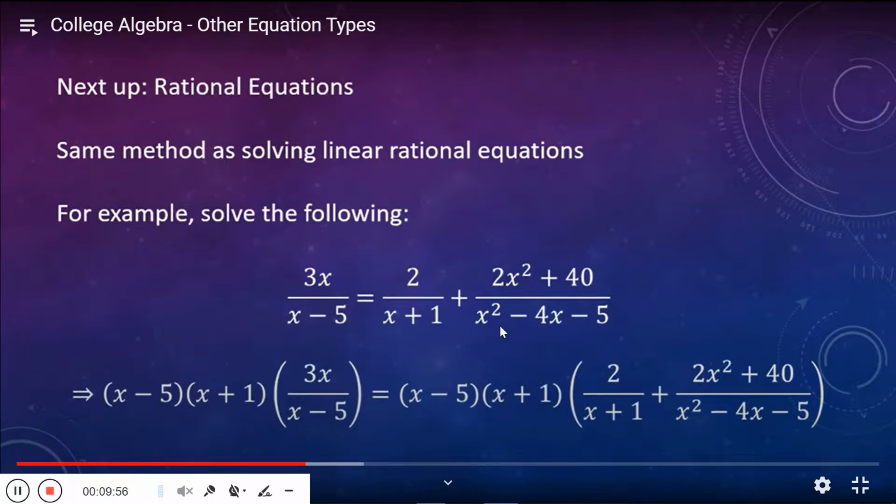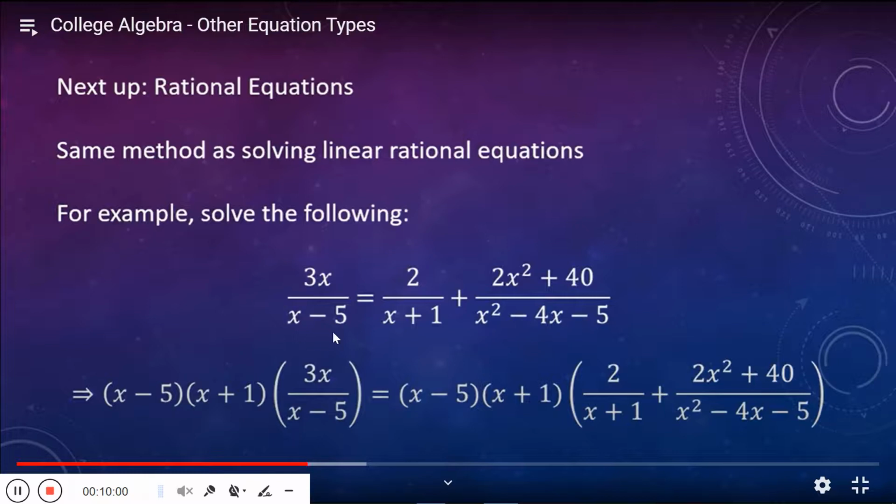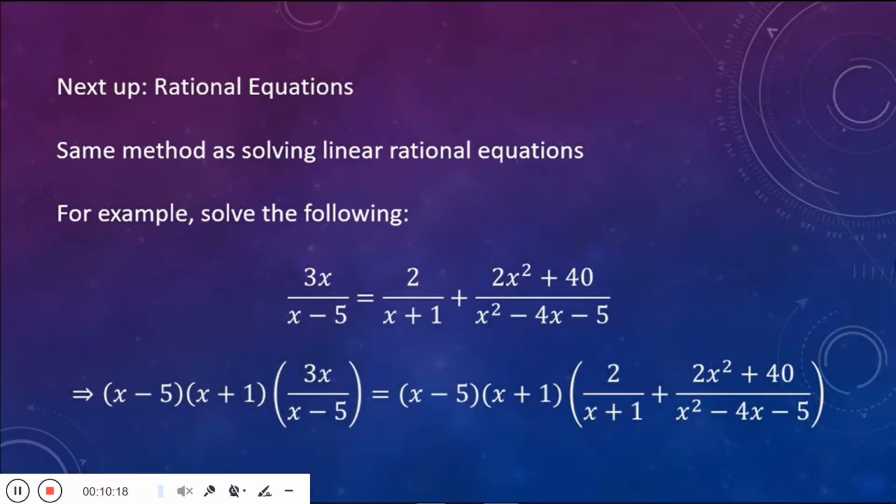Typically we would take just the product of these three things, but since these two things multiplied give us that, we can just take the product of these two things as our common multiple. So that's exactly what I'm going to do. I'm going to multiply both sides of my equation by just the x minus 5 times the x plus 1. And that's going to cancel everything out.